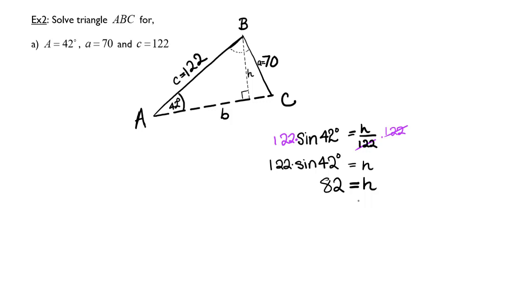If the height is 82 and A is 70, that means I have not drawn this to scale at all. That's saying that my side A is super short. It's like this length here, where h is 82 units long. And since h is greater than A, we have no triangle.